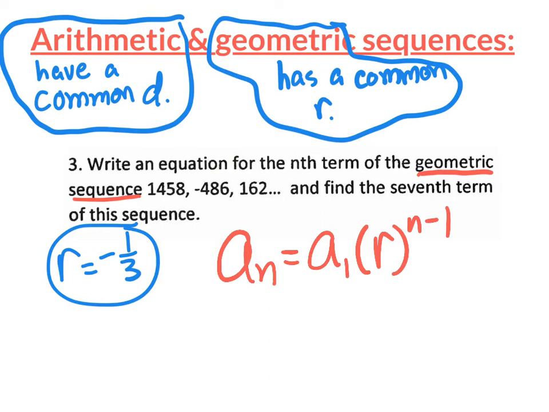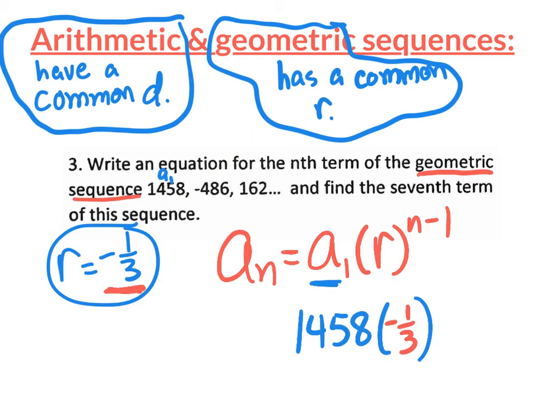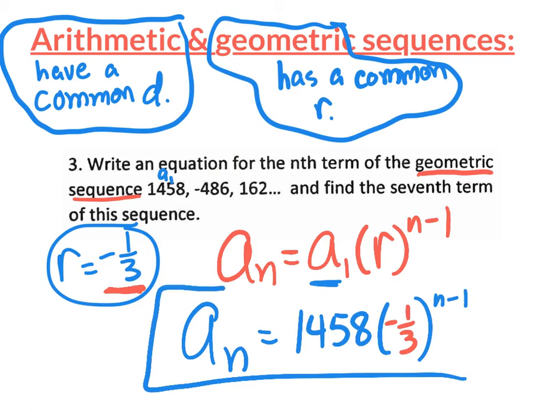Okay? A students, if you're going for that A, memorize that a sub nth rule. Now remember, a sub 1 is simply your first number. A sub 1 is really 1458. So you put 1458. Now the common ratio we just found out was negative 1/3. So you put negative 1/3 right in the r position. And the exponent is still n minus 1. And here is your equation that they're asking for. A sub n equals 1458 times, in parentheses, negative 1/3, and then to the power of n minus 1. That is the equation that produces this list.